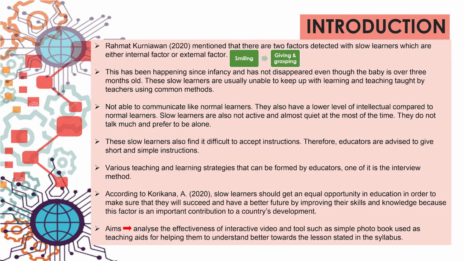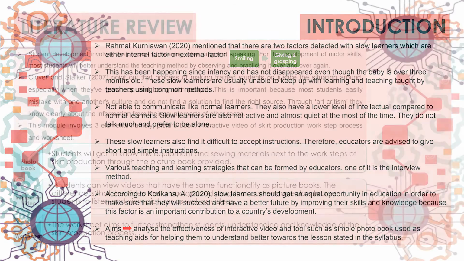According to Korikana, 2020, slow learners should get an equal opportunity in education in order to make sure that they will succeed and have a better future by improving their skills and knowledge, because this factor is an important contribution to a country's development. The aim is to analyze the effectiveness of interactive video and tools such as a simple photo book used as teaching aids for helping them to understand better the lesson stated in the syllabus.